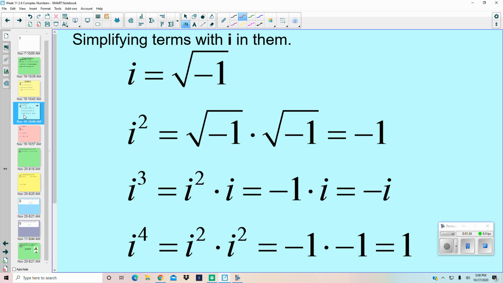And let me just remind you, the definition of i is the square root of -1. So if I square i, I have square root of -1 times square root of -1, which is then just -1. So every time you have i squared, you change it to -1. So it makes sense that i cubed would be i squared times i. Well, what's i squared? That's -1 times i, so then you get -i. i to the 4th power would be i squared times i squared. Well, those are both -1, so that would equal 1 because -1 times -1 is +1.